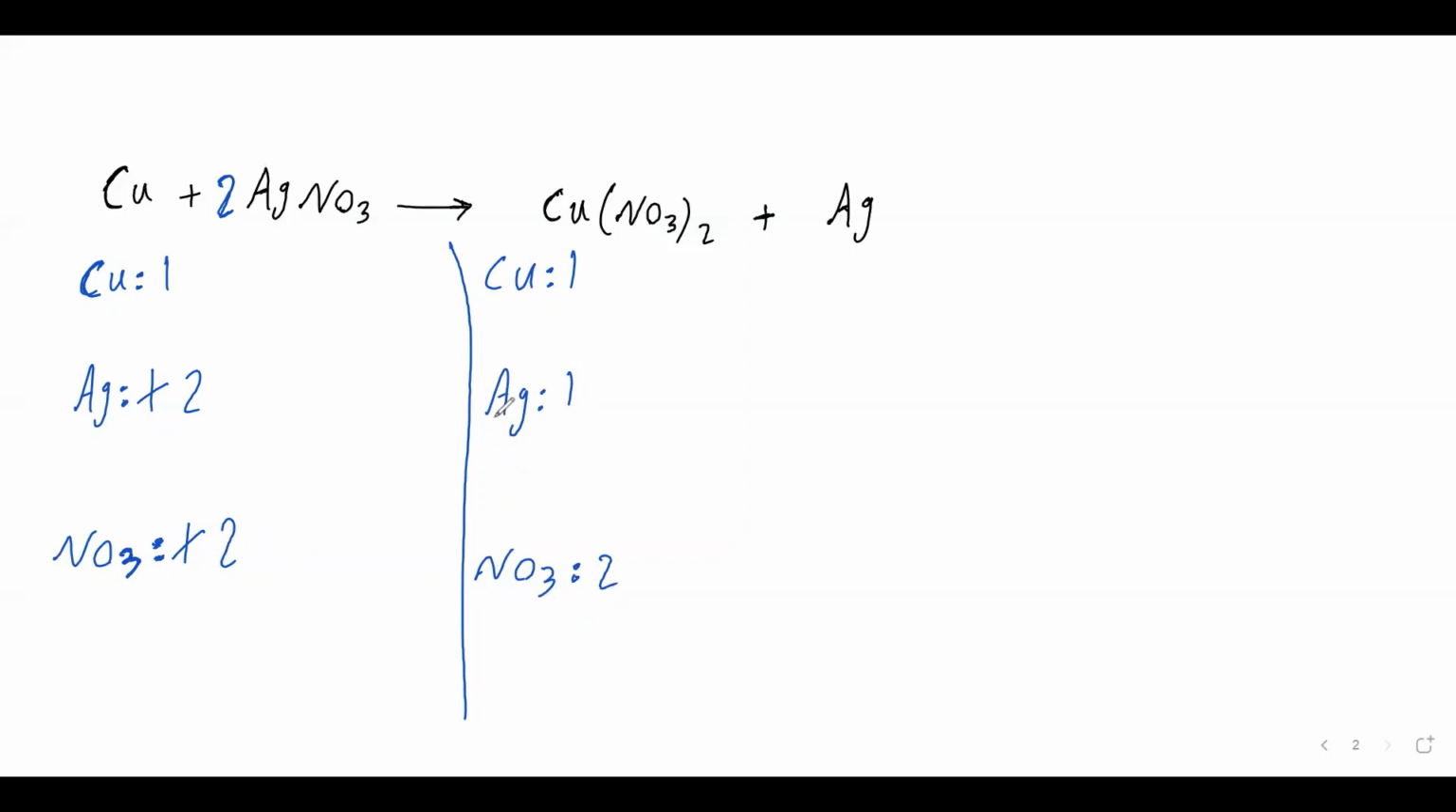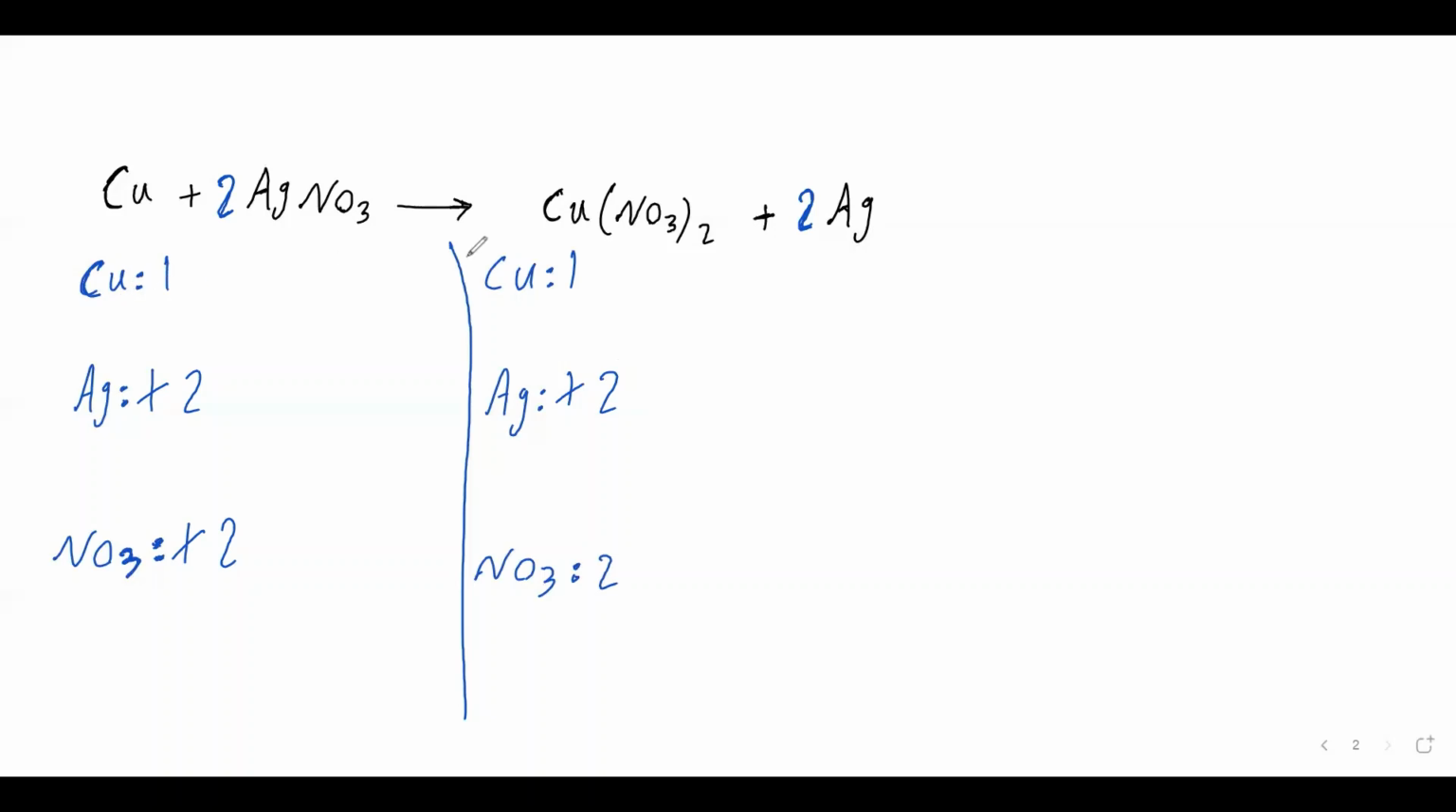So let's go with Ag. I have 2 on the left, 1 on the right. So on the product side, we need to add Ag. We need more Ag on the product side. So here I can just put a coefficient of 2. So multiply this Ag by 2. Now I do have 2 atoms of Ag on the right side. So it becomes 2. Okay, let's check again.